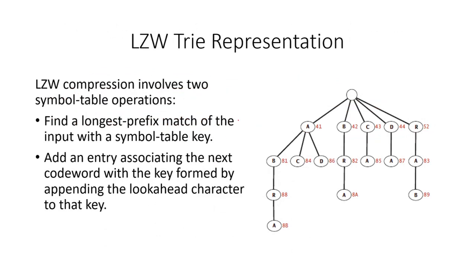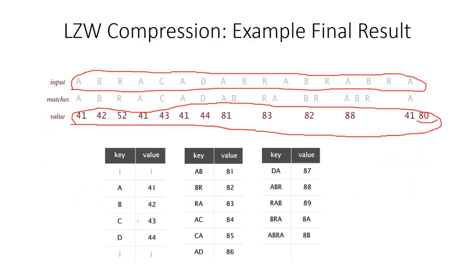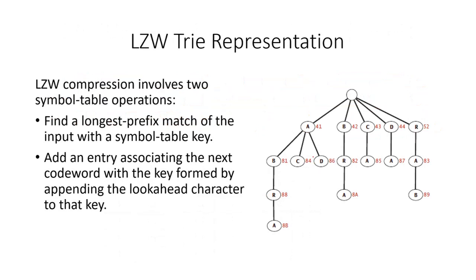So LZW can be represented as a trie, so these values can be represented as a trie to make our lookup much faster. For example, if the first letter is A and the next letter is B, we can easily check if the next letter is R or not. If it is R, then we go to the next character.